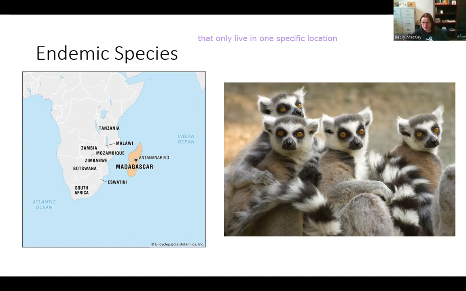A lot of things like kangaroos are endemic to Australia. Sorry, completely forgot. There are no kangaroos found anywhere else in the world, even though there are multiple species of kangaroo and wallaby.